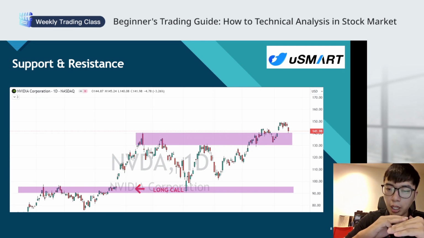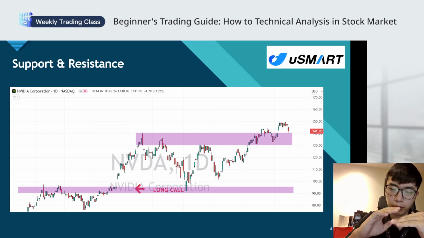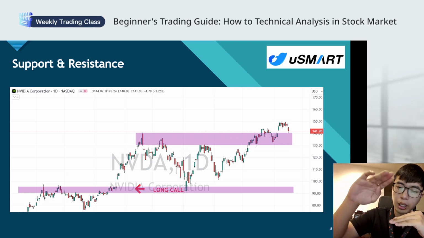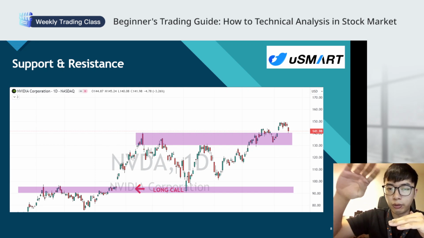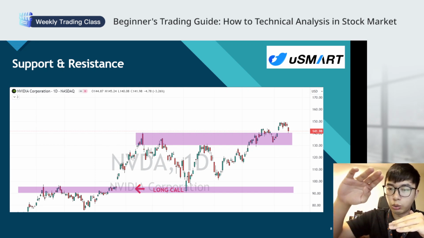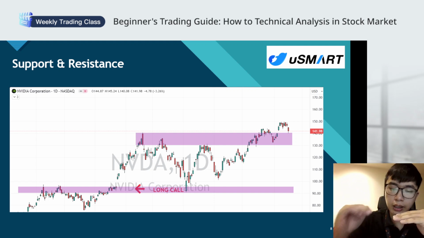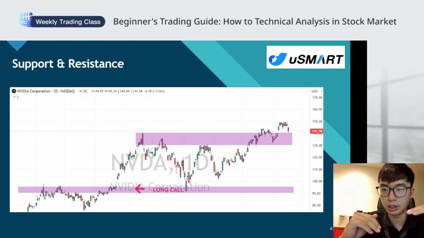We want the price to break the previous resistance and then maybe go up a little while, and then for maybe one to two weeks it falls back, and then it tests back the previous resistance. We see if it either becomes a support or not. Then we see a certain sign, a bullish candle sign, and then we enter.